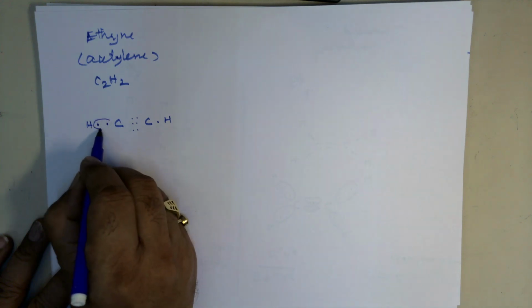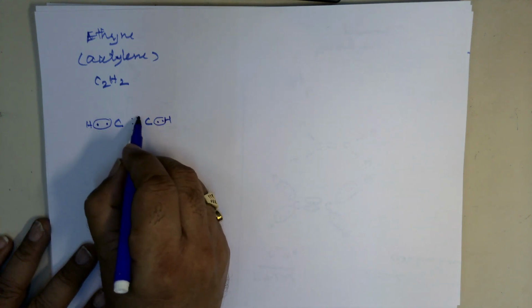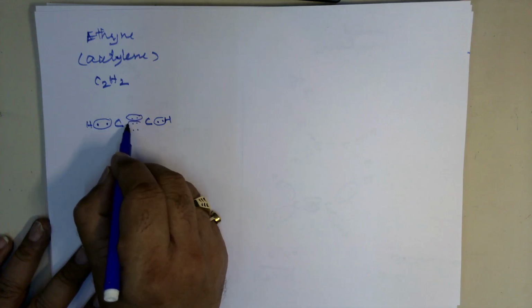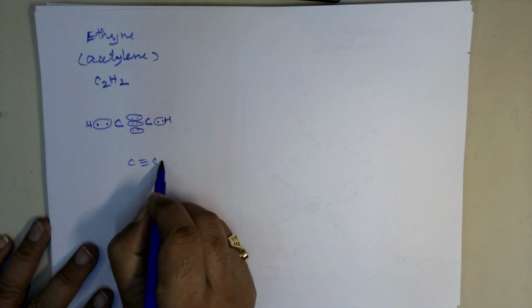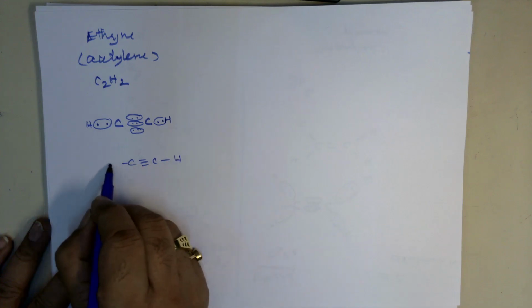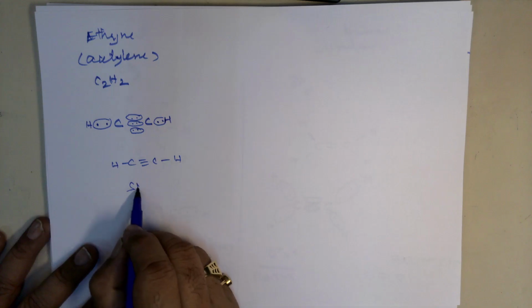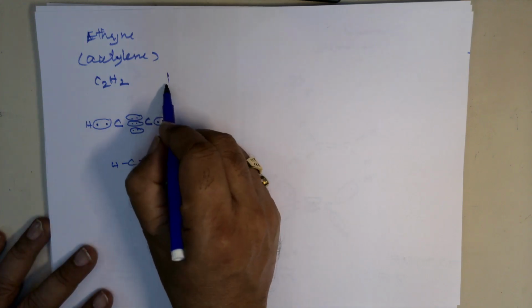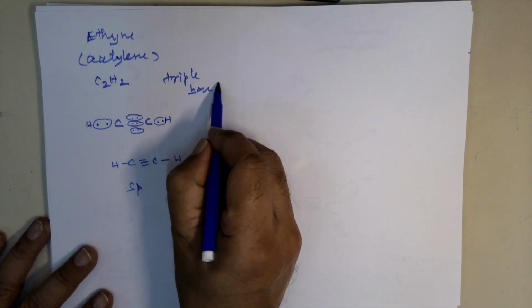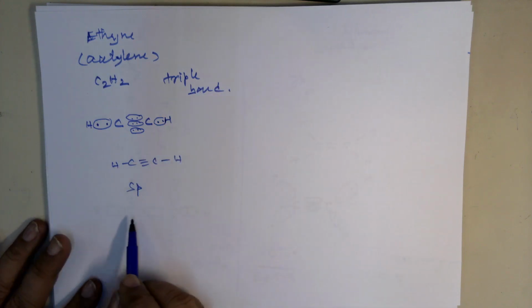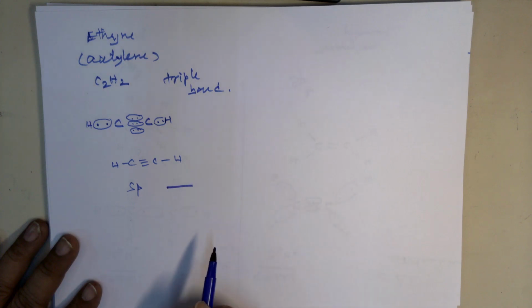Now, a CH bond, another CH bond, and then the CC triple bond, with two CH bonds only. Okay. So this is called sp hybridized. This is a triple bond, a triple covalent bond. And they have the tendency to form a rod-like structure.